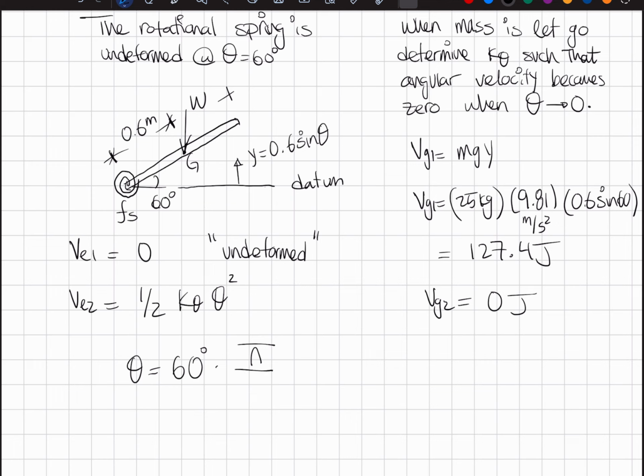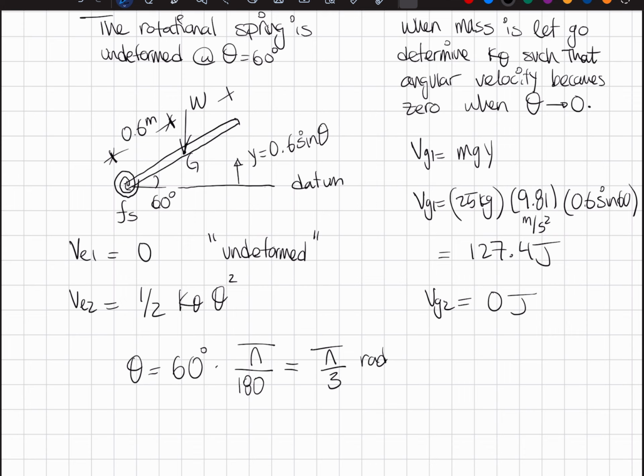And what is the equivalent angle for pi in degrees? It's 180. So we divide by 180. So basically, we're not changing anything but the units. And this gives us pi over 3 radians. So that's what we have.